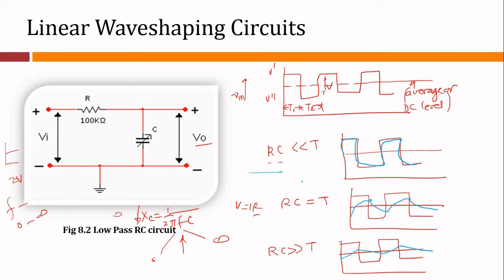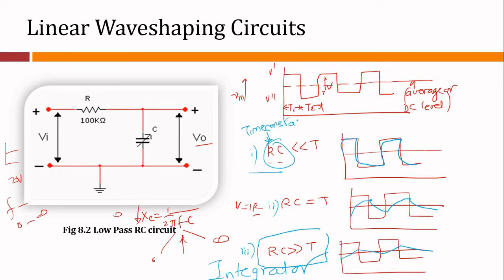Of the three conditions, only when RC is very much greater than T, the third case, here is the second case, this is the first case, only when RC is very much greater than T can we refer to this circuit as an integrator, remember. Fine. Now, what is RC? This is a time constant. So the product of R and C is the time constant, which can be found by multiplying the value of R with the value of C.